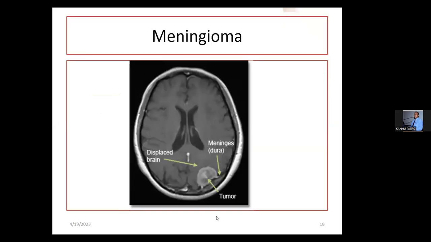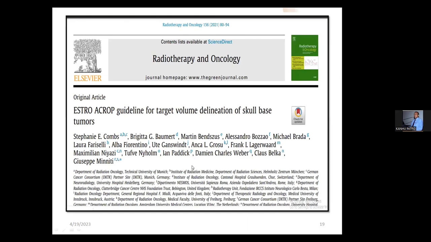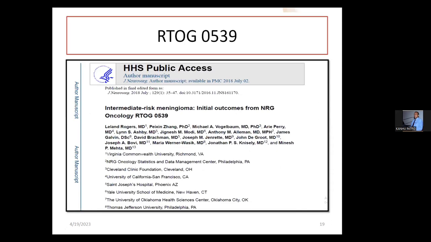Meningioma, as you know, looks bright, and with some dural component, known as a dural tail, it is an extra-axial mass compressing the brain. Summarizing the guidelines, you can refer to the EPTRAC guideline for target volume delineation of skull-based tumors, and you can go for the RTOG 0539 protocol for meningiomas for target delineation.